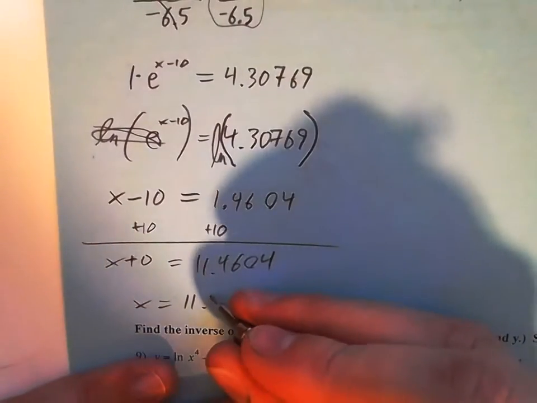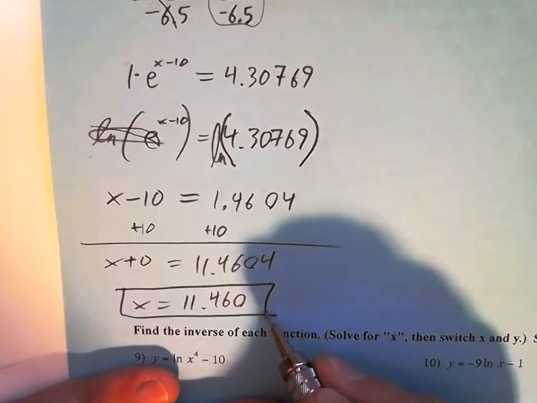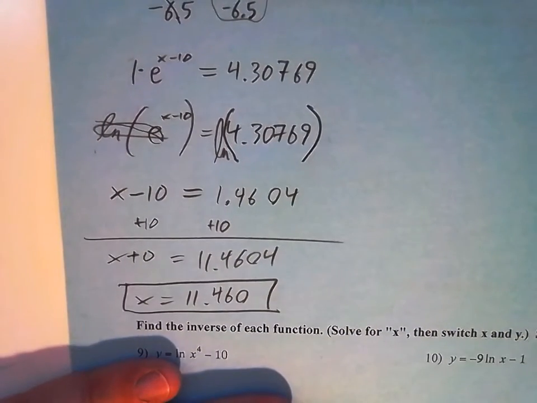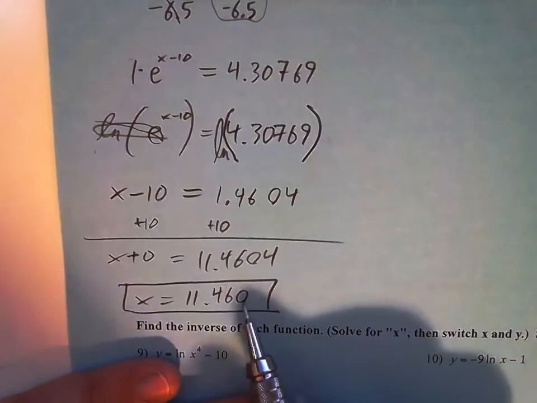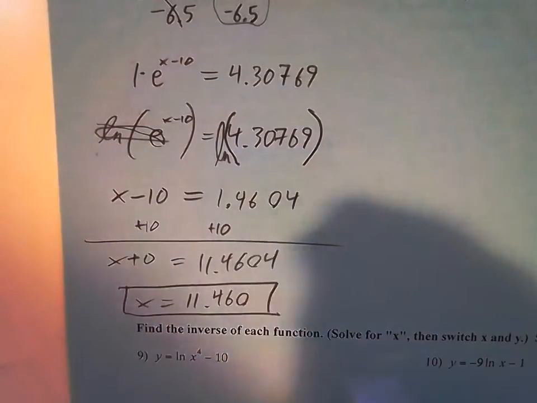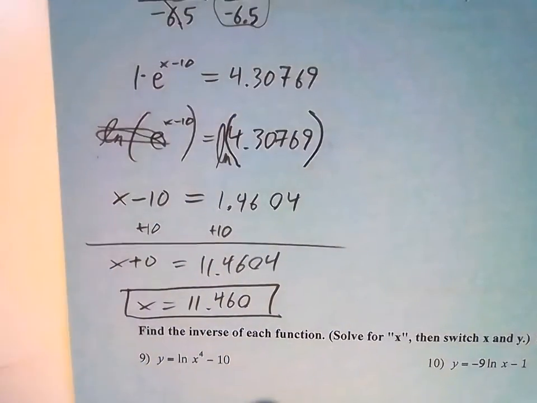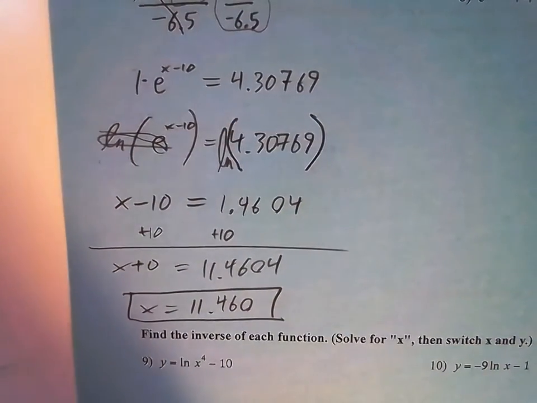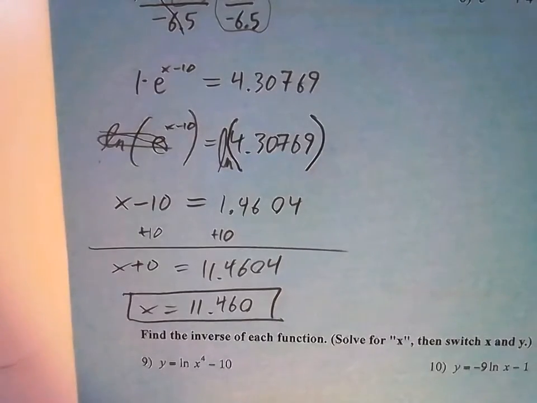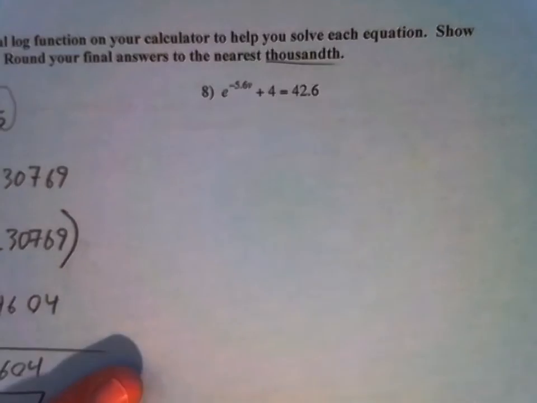So I'm going to put 460. And yes, technically you should put the 0 to be to the thousandth. But if you just put 46 and didn't write the 0, since it's a 0, I didn't mark anything off for that because that'd be a little too crazy. Okay, let's go to number 8.